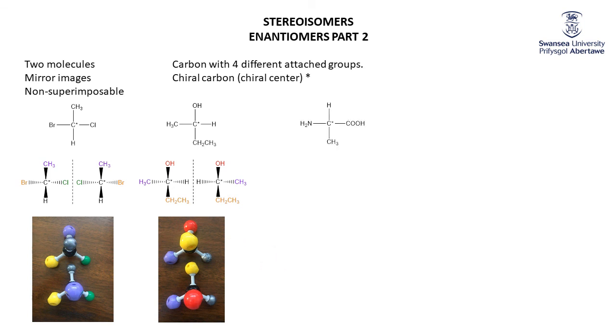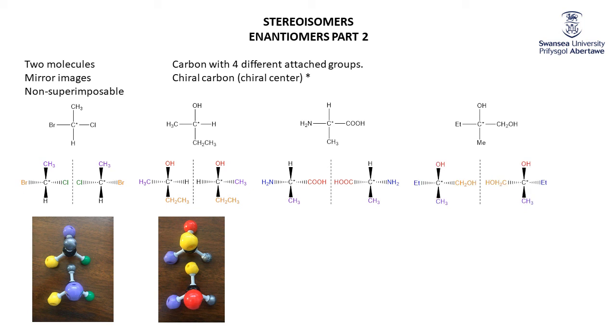Couple of other examples. This is an amino acid, alanine. It's got its two mirror images. And then finally, this funky old one here, where you've got an ethyl, a hydroxide, a methyl, and a CH2H. And there again are its two enantiomers associated with that structure, with that chiral molecule.